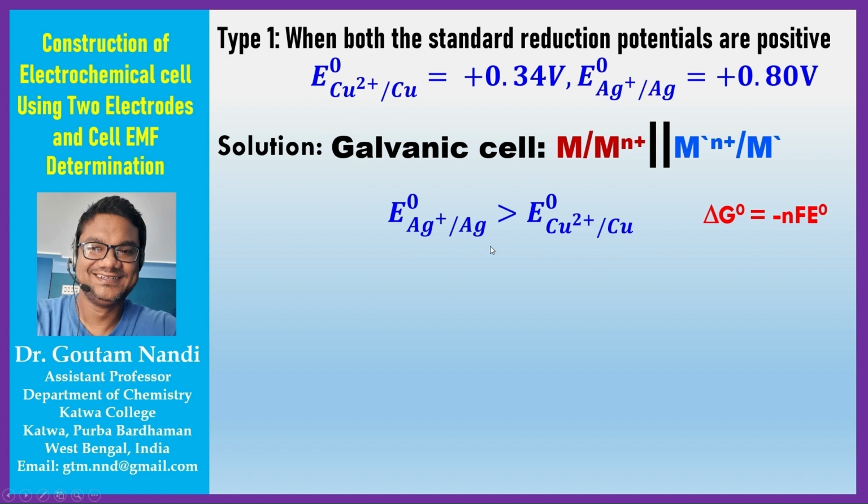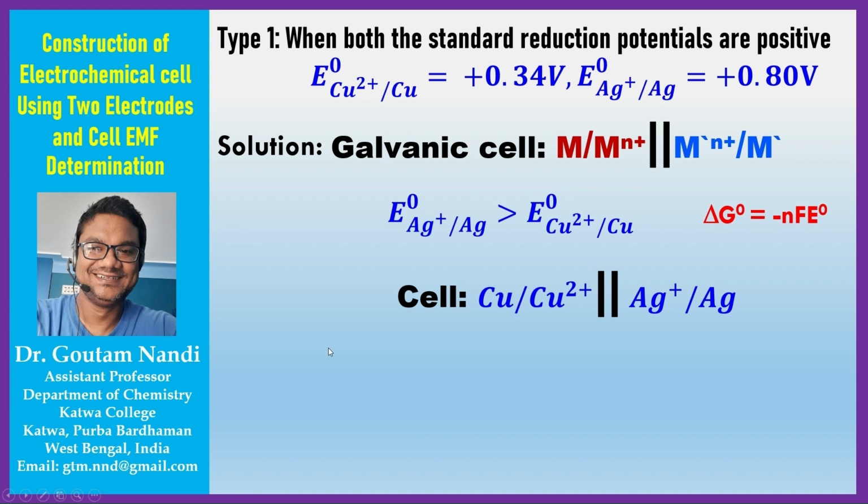So how can we construct the cell? We will first put the Ag plus Ag electrode at the right hand side, and then we will use the other electrode at the left hand side. But here you see the galvanic cell is written like metal to metal ion. So first we will put the copper here, and then we will write the Cu2 plus. Any electrode which has a more favorable reduction process will be placed at the right hand side, and the other electrode will be placed at the left hand side. So this is the cell for these two electrodes.